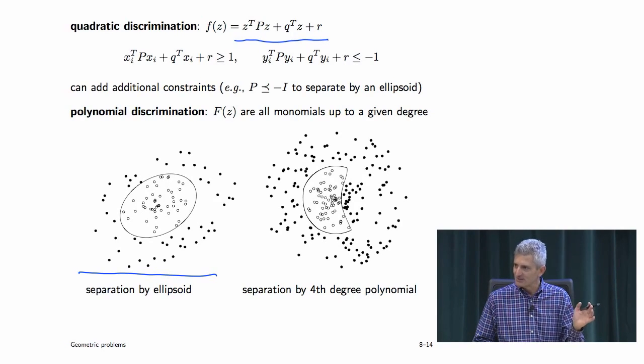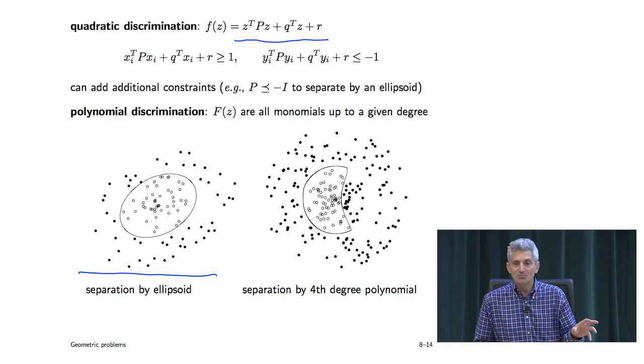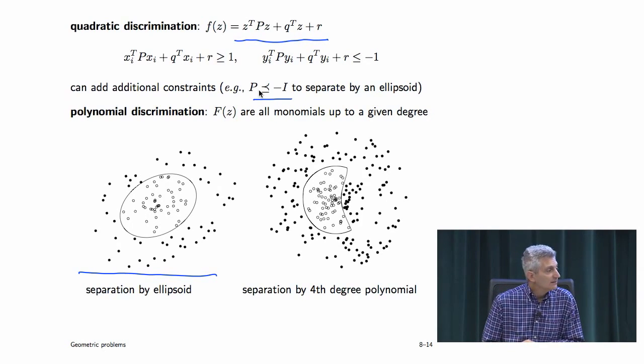Everybody got this? If you want to insist that, for example, you say, find me an ellipsoid that covers these points, but not those, then you simply add a constraint that P is negative definite, for example, to get an ellipsoid, or the exterior of an ellipsoid would be P positive definite. That's homogeneous, and that translates to this. Now you have an SDP. Everybody following this? So this is the idea.